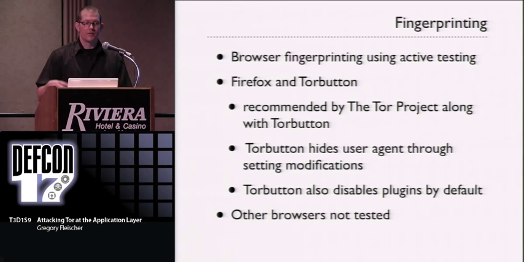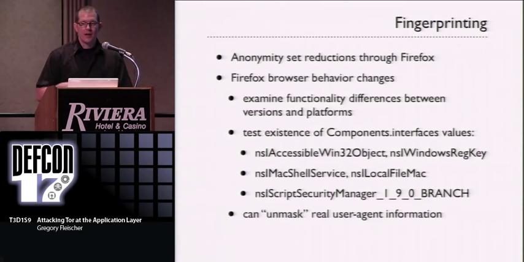So Tor button picks a specific user agent string and uses this for all your requests. And I didn't test any other browsers on this stuff. I'm sure there are similar techniques that can be used. So let's talk about some anonymity set reductions in Firefox. Internally, Firefox has certain behavioral changes that vary between platforms and versions, and we can go ahead and enumerate all this information and test for it.